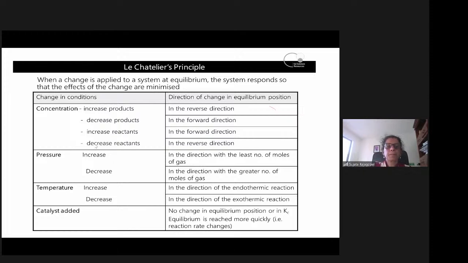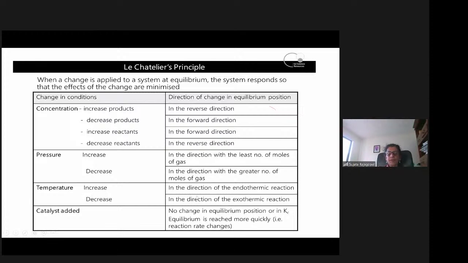Pressure. If you increase the pressure, it is in the direction with the least number of moles of gas. If it's decreased, it is in the direction with the greater number of moles of gas. So you have to see in which direction the moles are greater. In that way, the reaction will proceed. Now, if you are increasing the temperature, remember, students, we are not talking about the factors affecting the rate of reaction. These are the factors which affect the equilibrium position of a reaction.